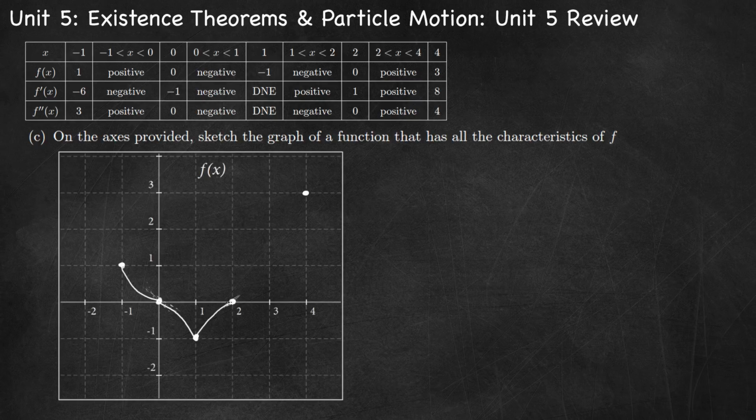Then between 2 and 4, positive, positive, positive. So above the x-axis, increasing, concave up. Oh, I got a little wobbly there. So something like that. Again, if I had done this perfectly, the slope right here would be 1, and the slope right here would be -1.